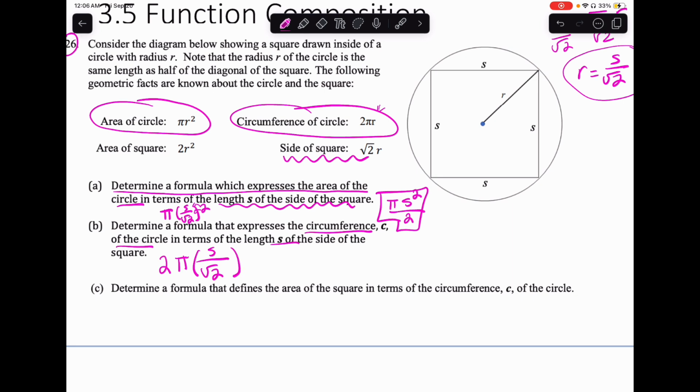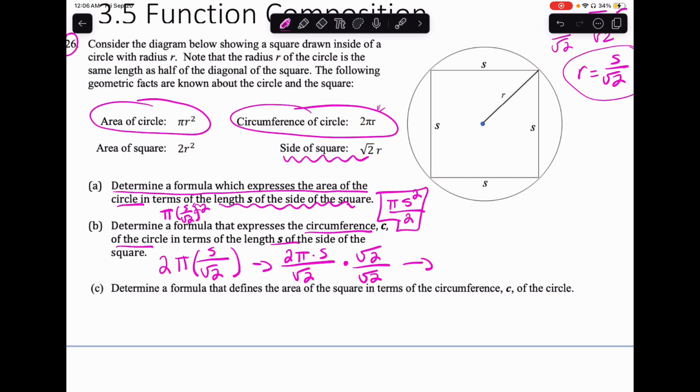But again, you're going to have to simplify. So if I rewrite this, putting our multiplication stuff in the numerator, I have 2 pi times s over square root of 2. The problem with this is that there's a square root in the denominator, which we don't like. If you remember, the way to simplify this is to rationalize your equation or formula. So to rationalize, you multiply the top and bottom of the fraction by square root of 2.